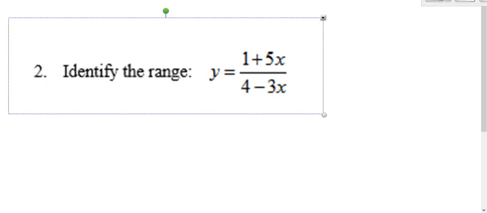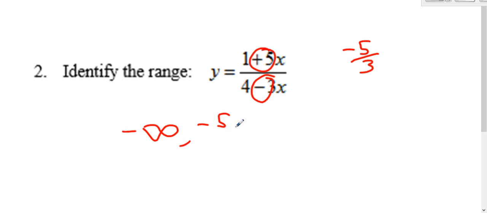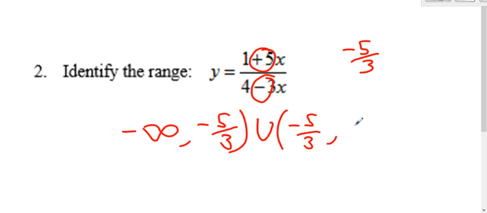So to find the range of a problem that is a rational function, you look at the coefficients of x. It's the shortcut way. Coefficients of x, 5 and -3. It's everything except 5 and -3. It's just -5/3. So it's negative infinity to -5/3, union -5/3 to infinity. That trick only works when there's no x squareds or anything like that in it. But that's what we're looking at right now.